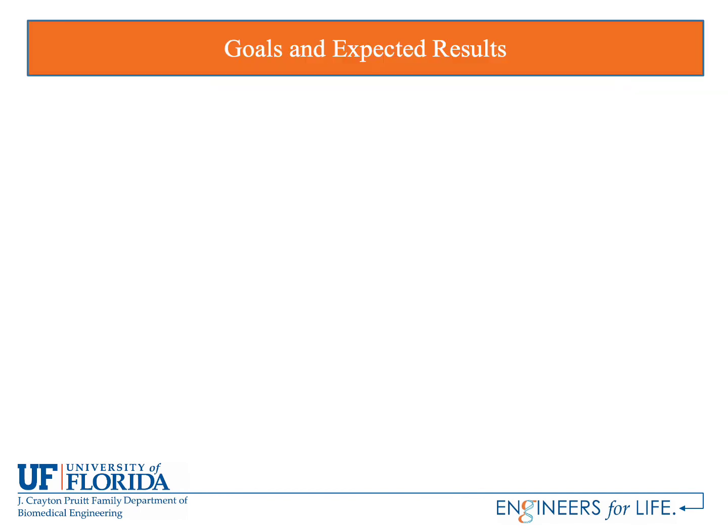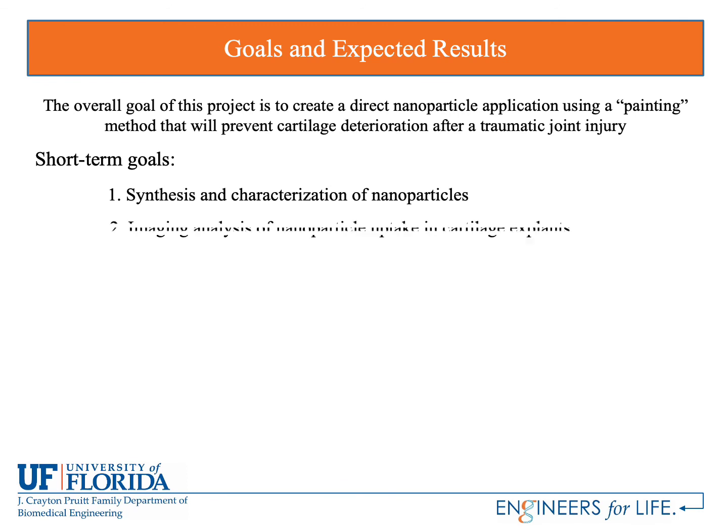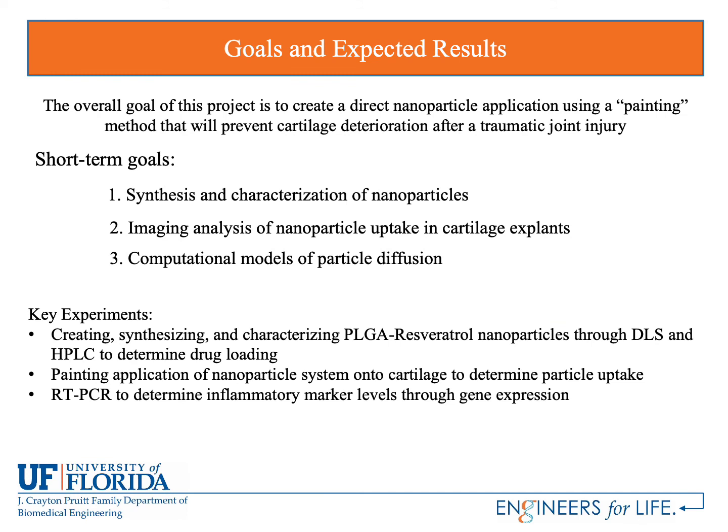Goals and expected results. The overall goal of the project is to create a direct nanoparticle application using a painting method that will prevent cartilage deterioration after traumatic joint injury. Short-term goals include 1. Synthesis and characterization of nanoparticles, 2. Imaging analysis of nanoparticle uptake in cartilage explants, 3. Computational models of particle diffusion. Some of the key experiments were mentioned in the methods section, with the addition of the painting application of the nanoparticle system onto cartilage explants.